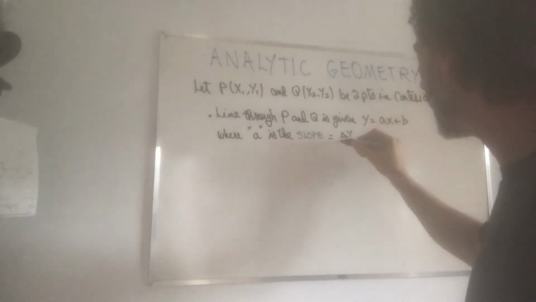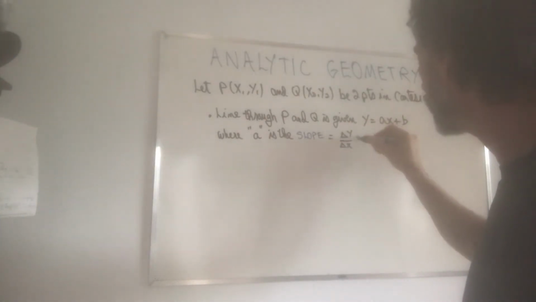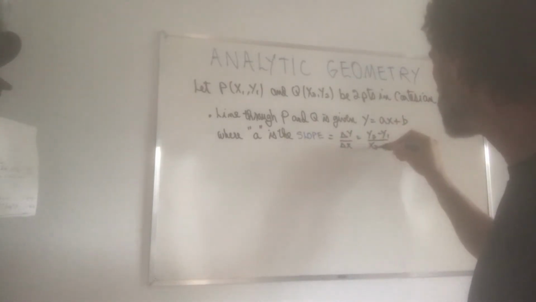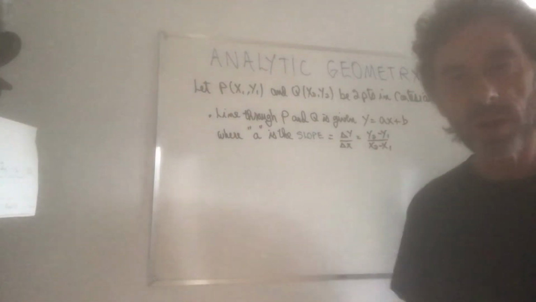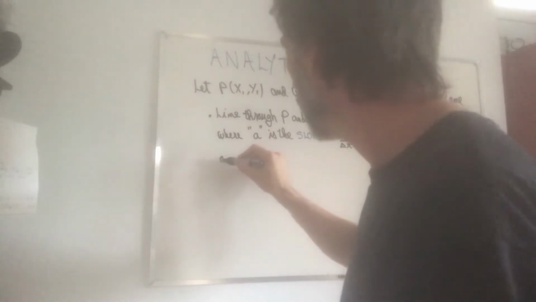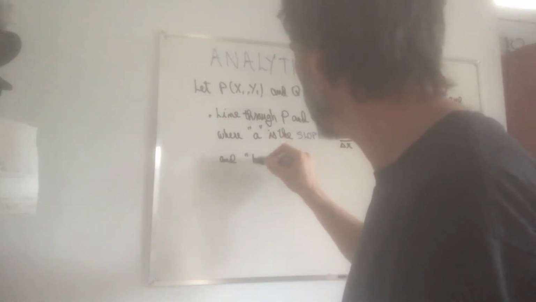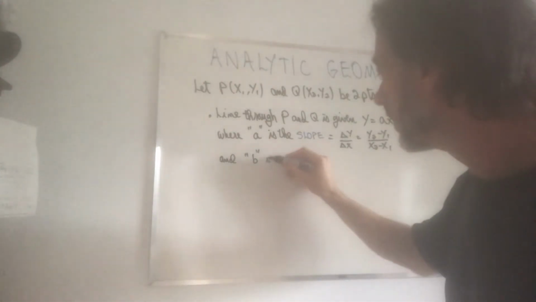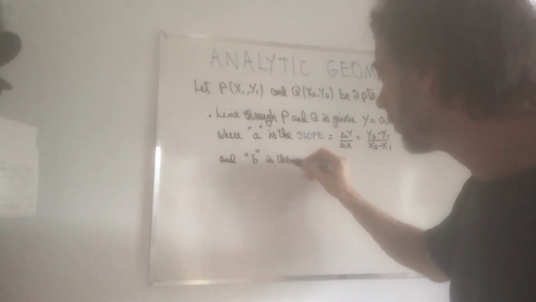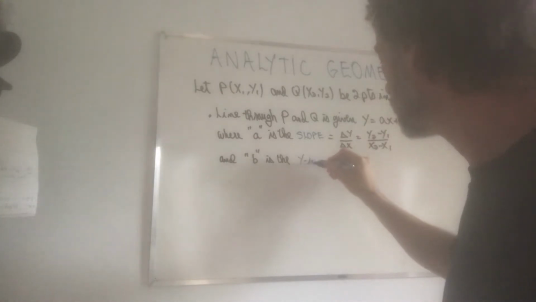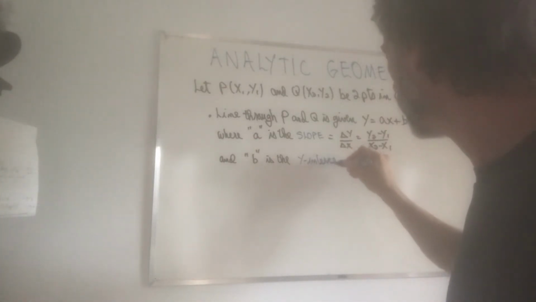and the slope of the line, as you may remember, is delta y over delta x. That is difference of the y's over the difference of the x's. So y2 minus y1 over x2 minus x1. We also have another component in the equation of a line. It's the b part of it, so ax plus b. What is b? What does it stand for? The y-intercept.